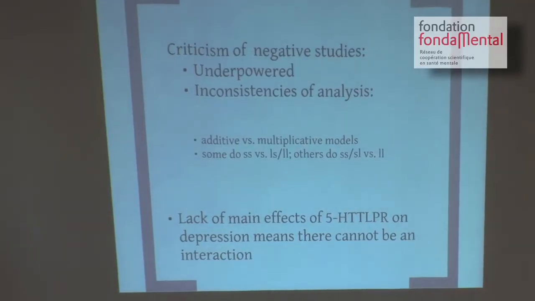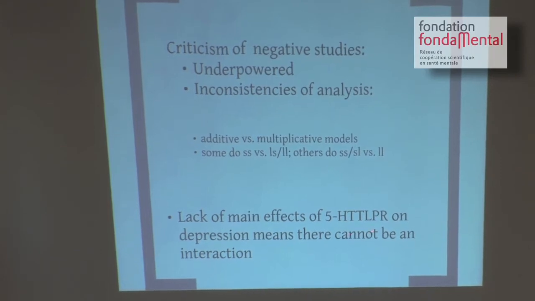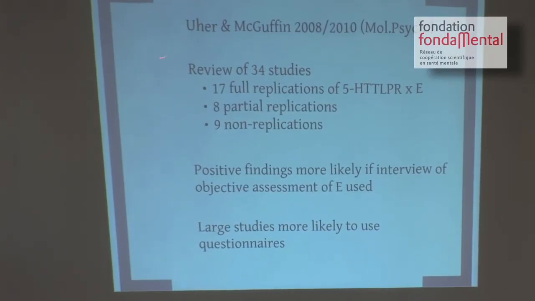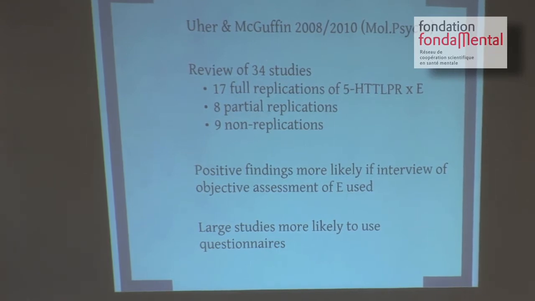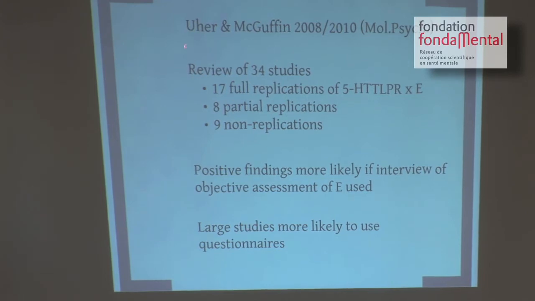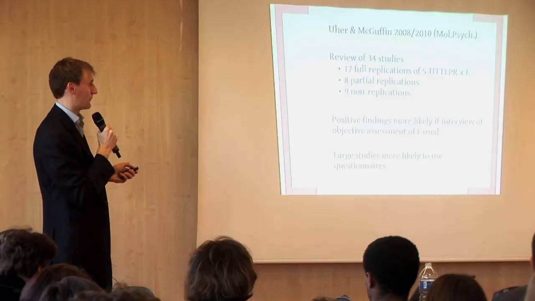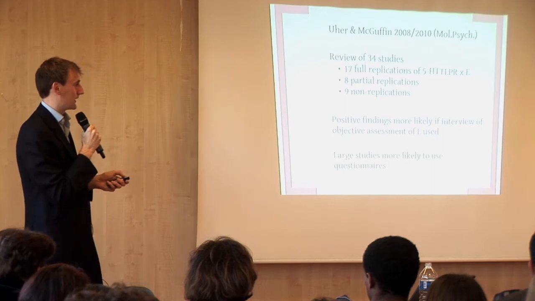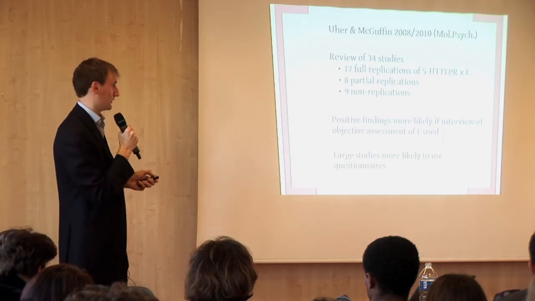And also some have argued that because of the lack of main effects of this gene on depression, it means there cannot be an interaction. And again, this is a matter of debate. And in a review in 2008, giving a methodological critique of all the previous studies, Rudolf Uhr and Peter McGuffin at the Institute of Psychiatry in London reviewed 34 studies, and they found there were 17 full replications of this gene-environment interaction, there were 8 partial replications, and there were 9 non-replications.